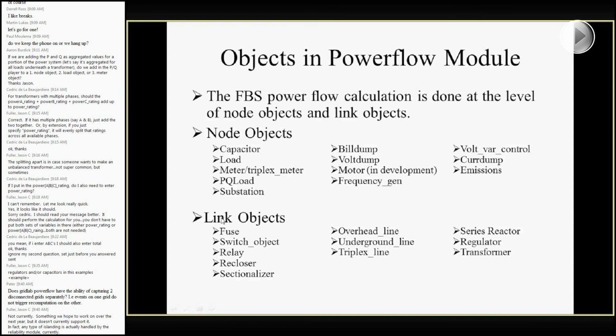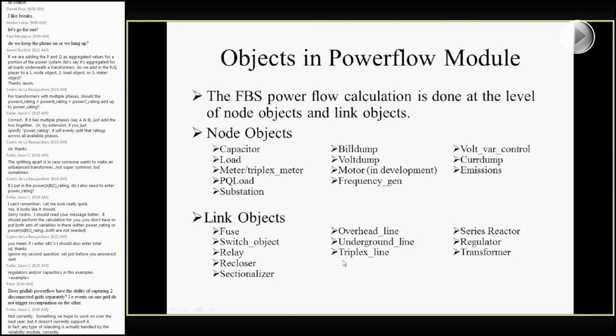Link objects are kind of the connection points between the different nodes. So obviously your conventional things like overhead line, underground line, and then triplex line. Triplex lines are for that split phase system that we use in North America for the final push down to your end-use load, so the plus or minus 120 for the 240 overall.